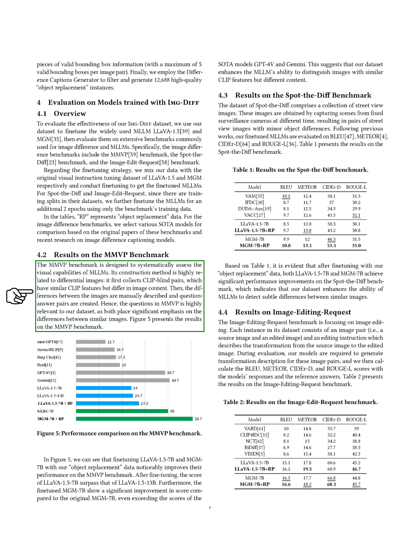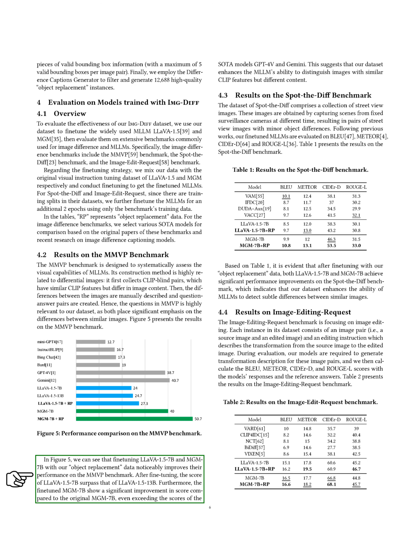Regarding the MMVP benchmark, which evaluates the visual capabilities of MLLMs, we find that it focuses on pairs of images that are similar in features but differ in content. The questions in MMVP are closely related to our dataset, emphasizing the differences between similar images. Our results show that fine-tuning LLAVA 1.5 7b and MGM 7b with our object replacement data significantly enhances their performance on the MMVP benchmark.